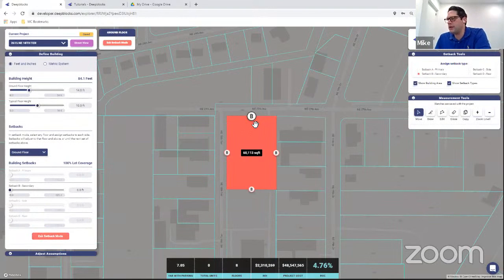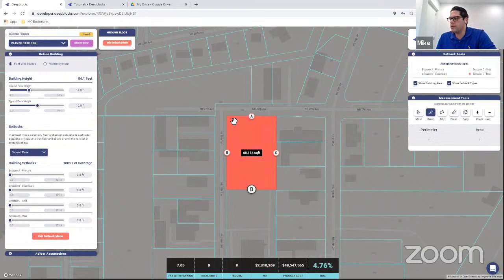We're going to uniquely identify each side. So this is going to be A. This will be B. We'll make this C. And then rear will be D. Now, another thing I always keep in mind with Deepblocks, we continue to add new features. We have a measurement tools panel over here where you can actually draw within this particular part of the software. If you want, you can almost do different floor plans and get a feel and understand the measurements of a particular floor.